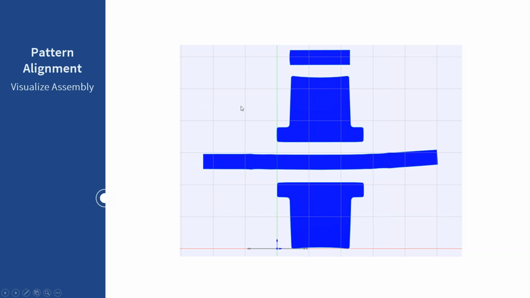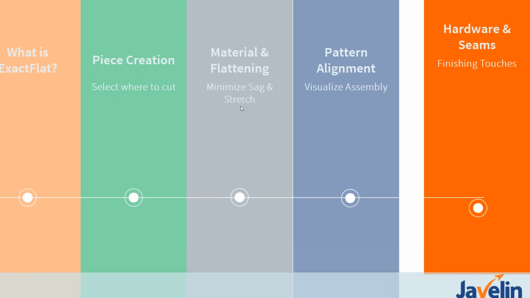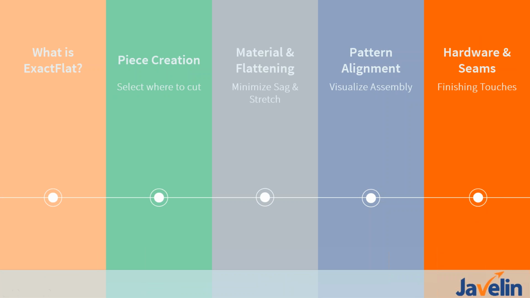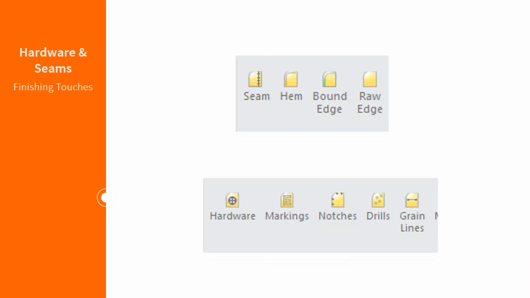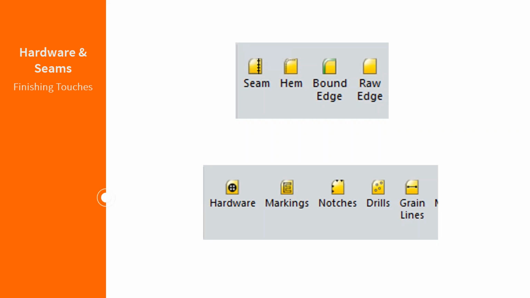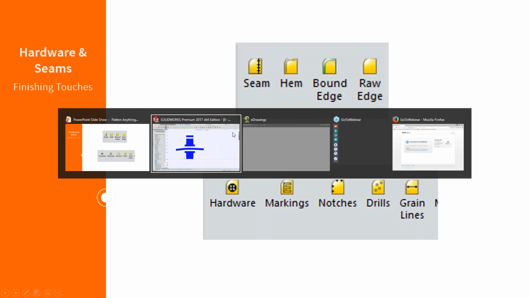Okay, and our final step here is going to be adding in seams and hardware. So just kind of the finishing touches. We can add things like seams, hems, raw edges, or a bound edge. As well, we can add hardware, including custom hardware that we put in ourselves. We can add notches, which we will, and we can add drill points as well. And we can specify grain lines, which for aesthetics would be pretty important here for a couch cushion. So we'll put a couple of those in as well.